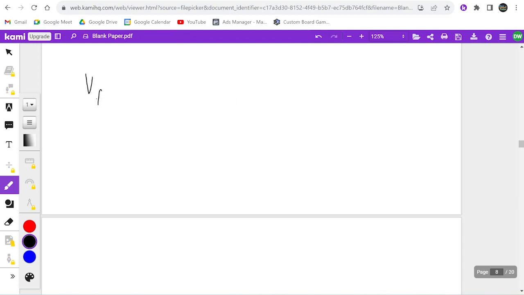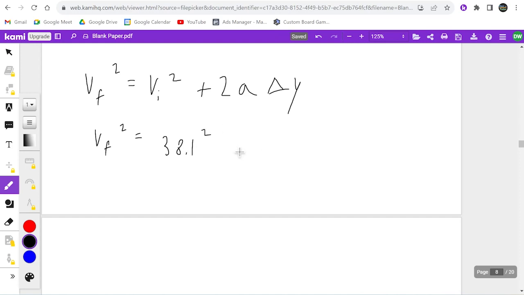squared one. V final squared equals v initial squared plus 2a. Instead of delta x, I'm going to write delta y. It's the same thing. So then that means v final squared equals v initial squared, which was the 38.1 squared, plus 2 times negative 9.8 times negative 10. And if we miss that negative sign this time, you will get the wrong answer and you'll have no idea that you got the wrong answer.